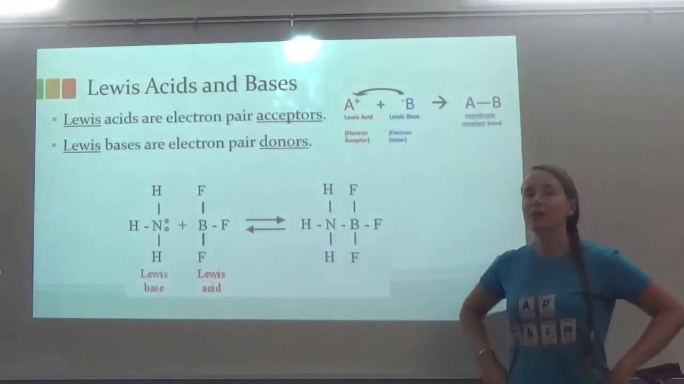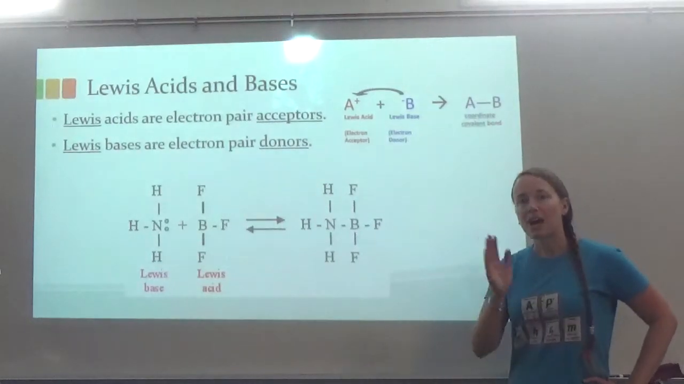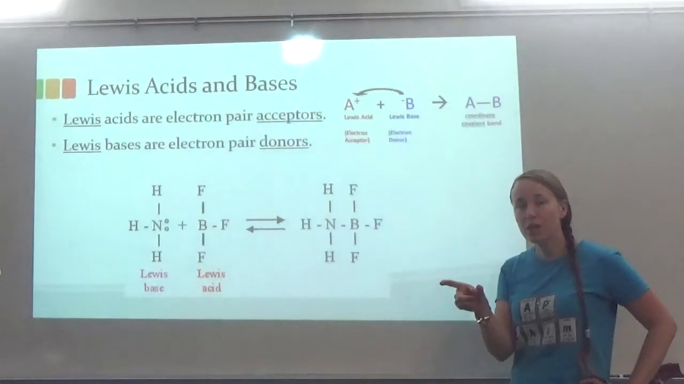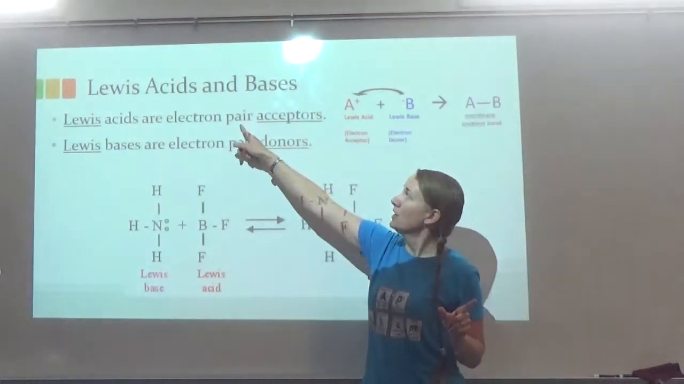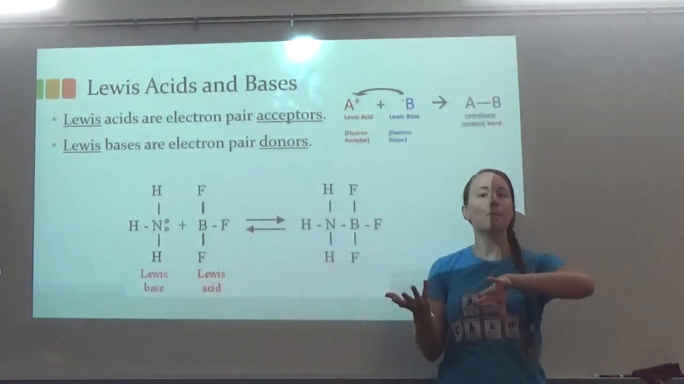Now I know you're probably thinking, how am I going to keep all this straight? Well, Lewis is the exact opposite of Bronsted-Lowry. A Bronsted-Lowry acid is a proton donor. Well, what's the opposite of a proton? An electron pair. What's the opposite of a donor? An acceptor. So you just take it and reverse both of them.